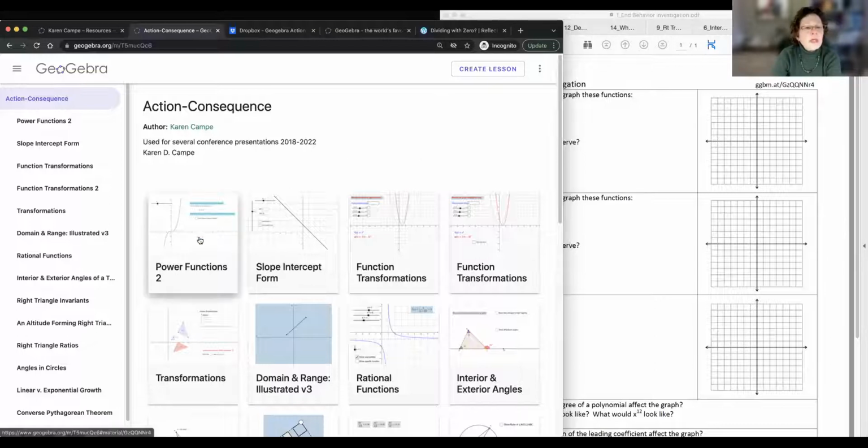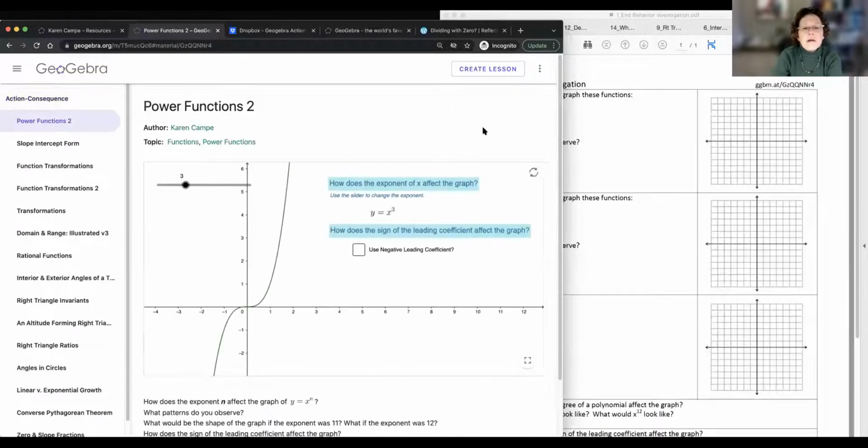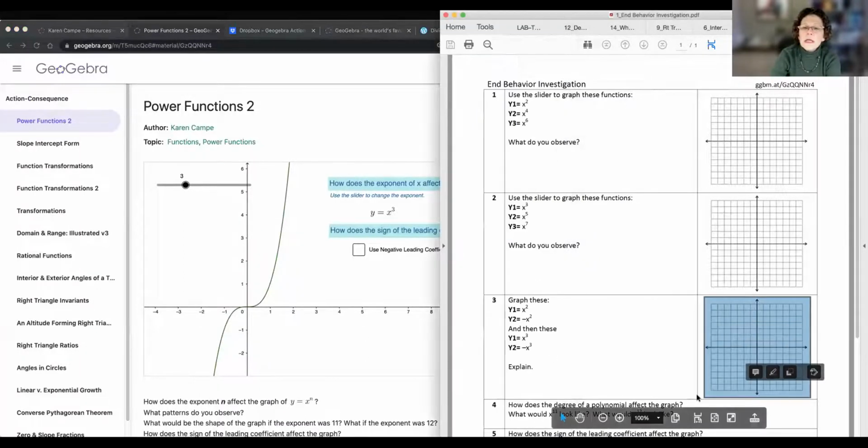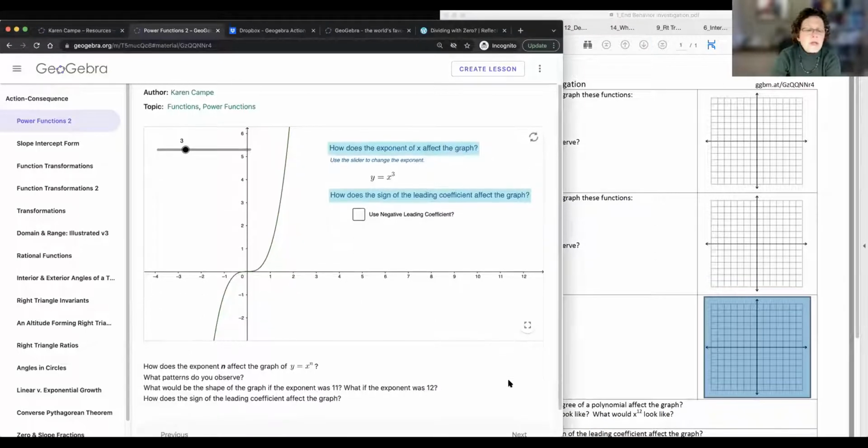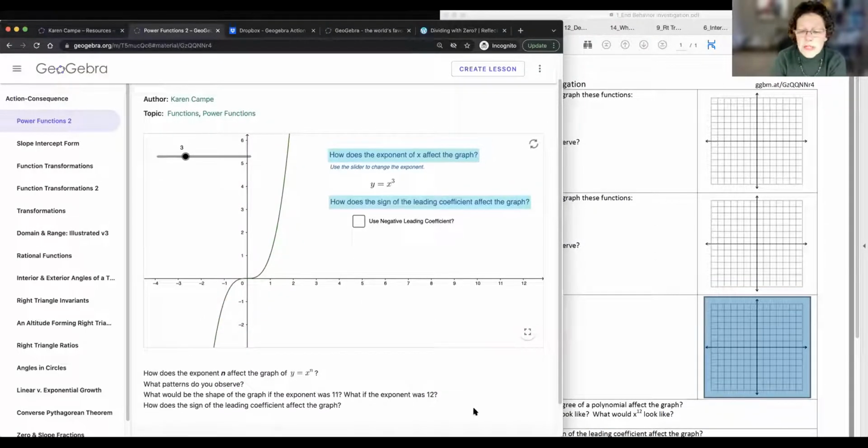Okay, so the first one that we're going to take a look at is a very basic one, called power functions. Here is our handout, and the handout is asking students to graph the different functions. And you'll notice that in the GeoGebra activity, I have some of those same questions.